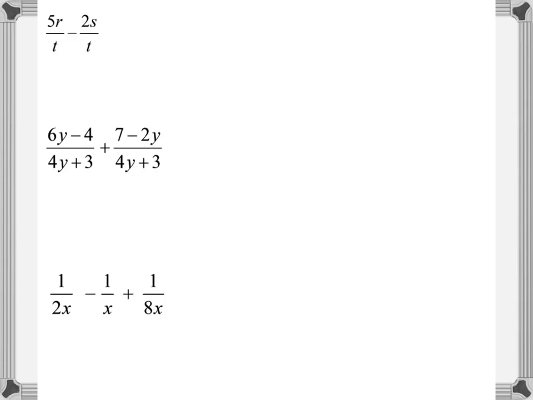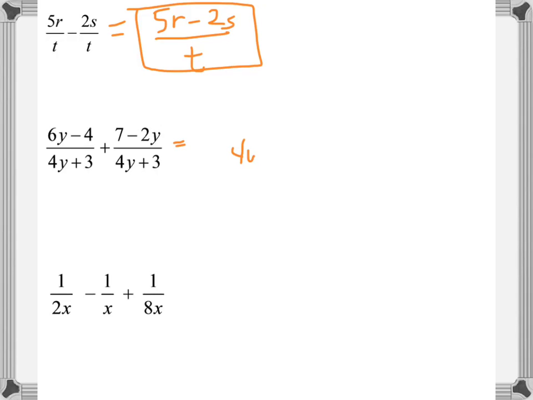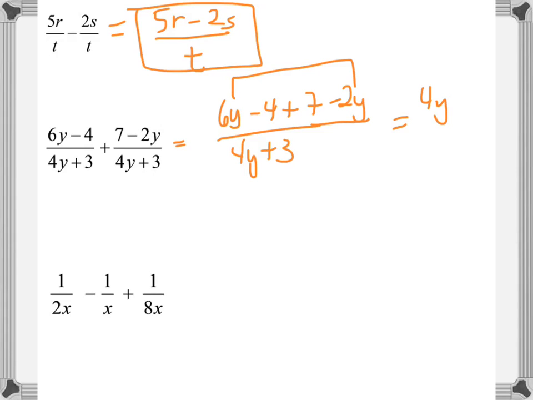Okay, so the first thing to do is identify which type of algebraic fraction it is. This is type 1, where they have the common denominator. So I can just do 5r minus 2s all over t, and there's nothing that I can factor out and cancel, so that is as far as it goes. This also has a common factor of 4y plus 3, so that's going to be the shared denominator. So I have 6y minus 4 plus, now I don't need to use parentheses because I'm not subtracting, so I can just put them all together and then simplify. I have 4y plus 3 all over 4y plus 3, and those cancel out to get 1.